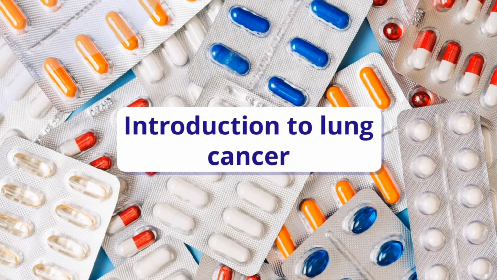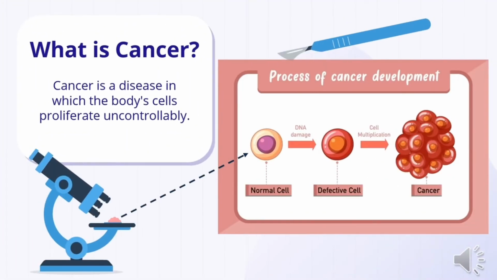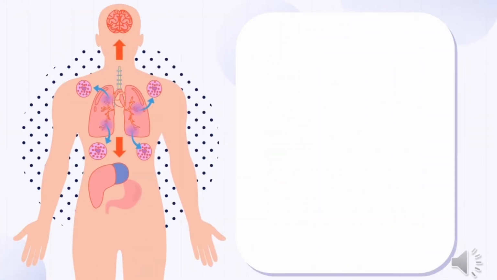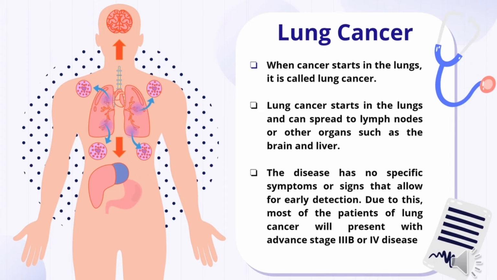Introduction to lung cancer. Cancer is a disease in which the body cells proliferate uncontrollably, where the DNA of a normal cell will be damaged and turn into a defective cell. After undergoing cell multiplication, the cancer cell will be formed. Lung cancer starts in the lungs and can spread to lymph nodes and other organs. The disease has no specific symptoms or signs that allow for early detection. Due to this, most patients of lung cancer will present at an advanced stage.